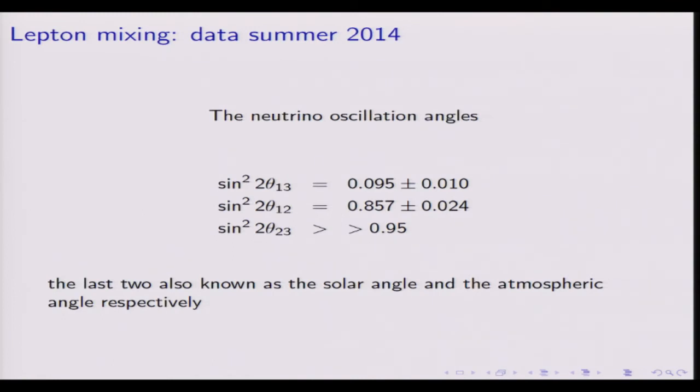And the neutrino angles, as I said, theta 2, 3, the atmospheric one, is actually just a bound. The last two are sometimes known as the solar angle, and the third one is the atmospheric angle. The first one, well, maybe we can call it the Daya Bay angle.